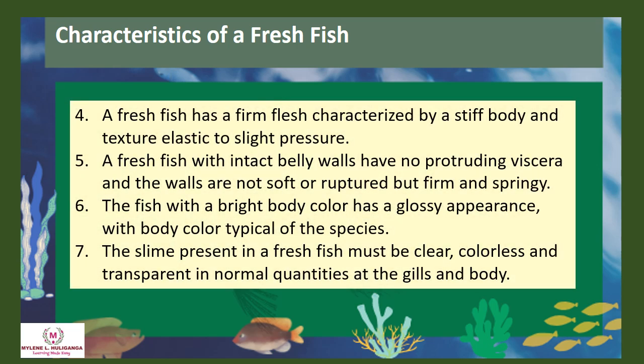Fourth, a fresh fish has firm flesh, characterized by a stiff body and texture elastic to slight pressure. Fifth, a fresh fish with intact belly walls has no protruding viscera, and the walls are not soft or ruptured but firm and springy. Six, the fish with bright body color has a glossy appearance with body color typical of the species. Seven, the slime present in fresh fish must be clear, colorless, and transparent in normal quantities at the gills and body.